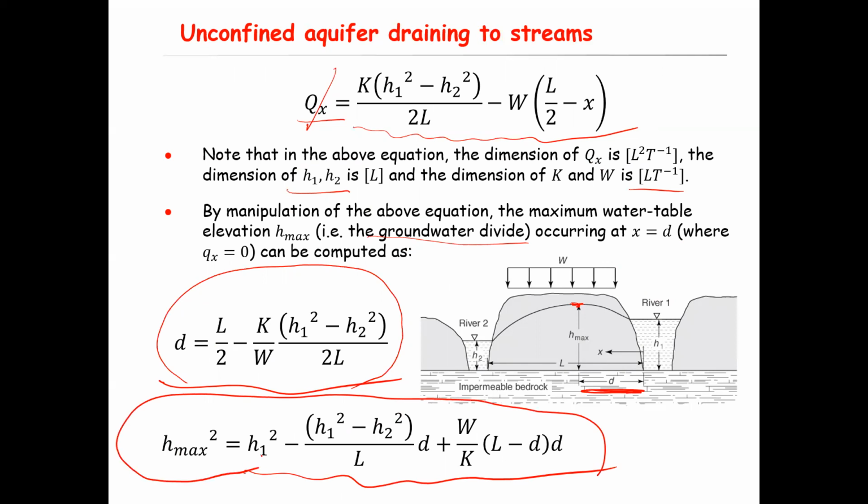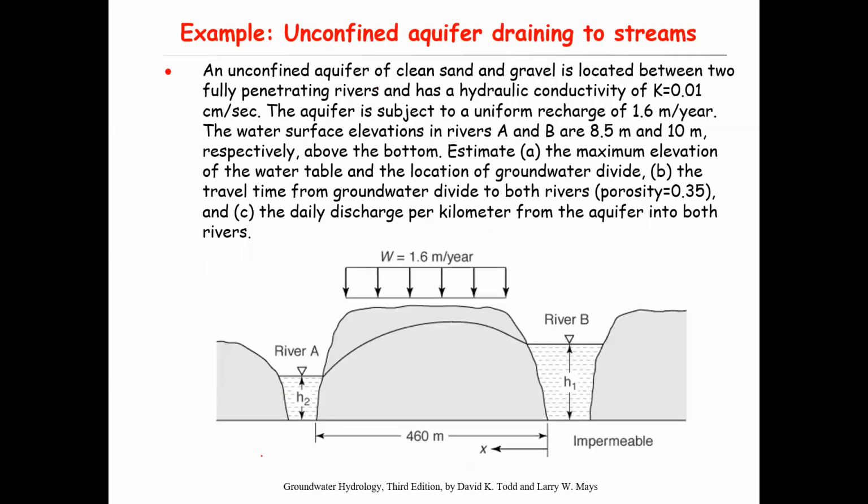So there is an example here. I want to go through that example. It's actually just simply the application of the equations that we just derived. So an unconfined aquifer of clean sand and gravel is located between two fully penetrating rivers and has a hydraulic conductivity of 0.01 centimeter per second. The aquifer is subject to a uniform recharge of 1.6 meter per year.